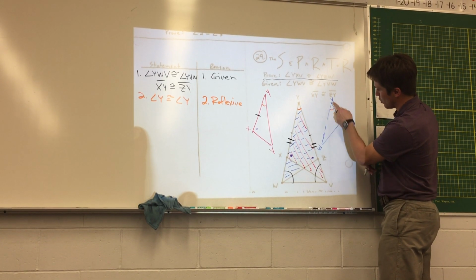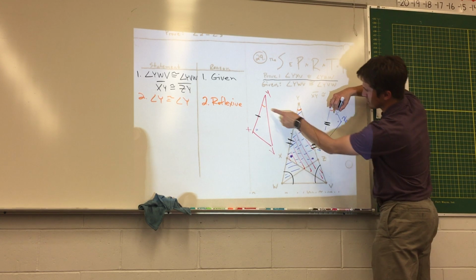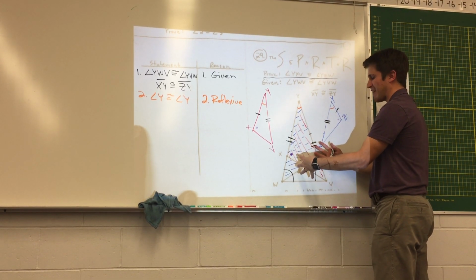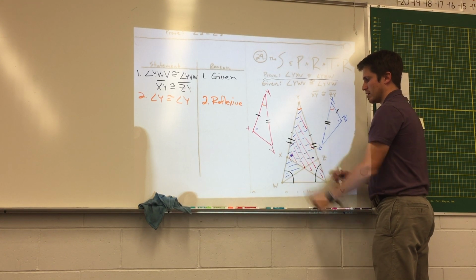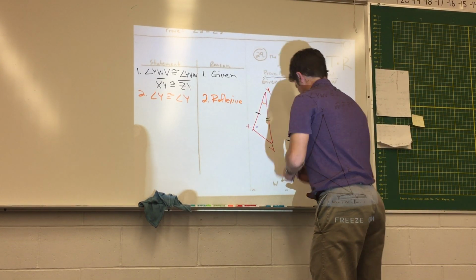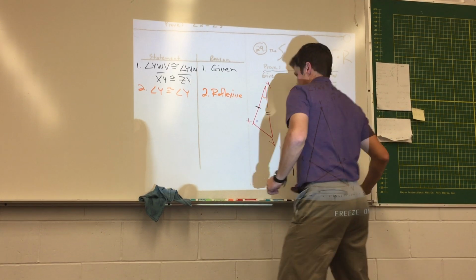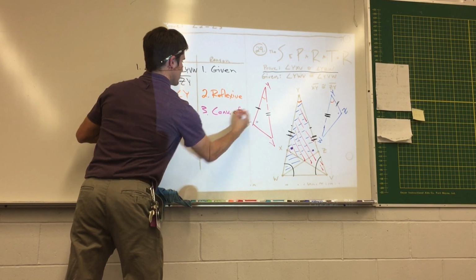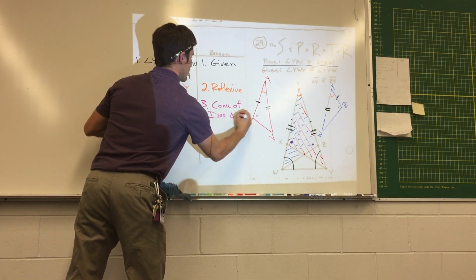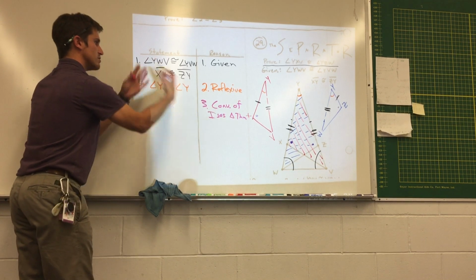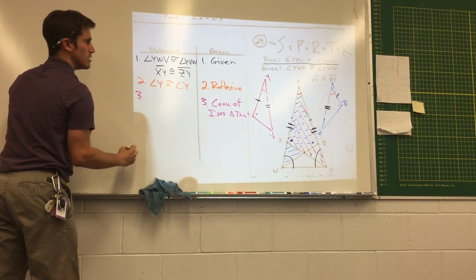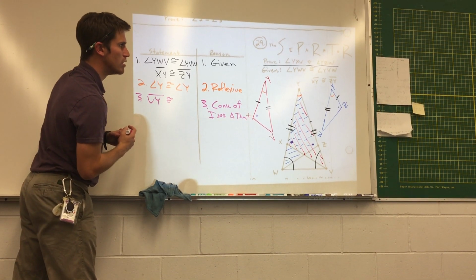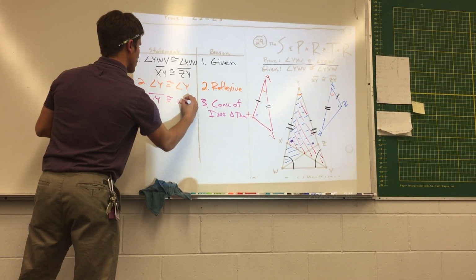Oh, that helps. YW is congruent to YV. So I use the big picture to kind of find it, but really I'm just using the fact that it's an isosceles triangle. So I'm going to write converse of isosceles triangle theorem, because I went from angles to the sides. VY congruent to WY.